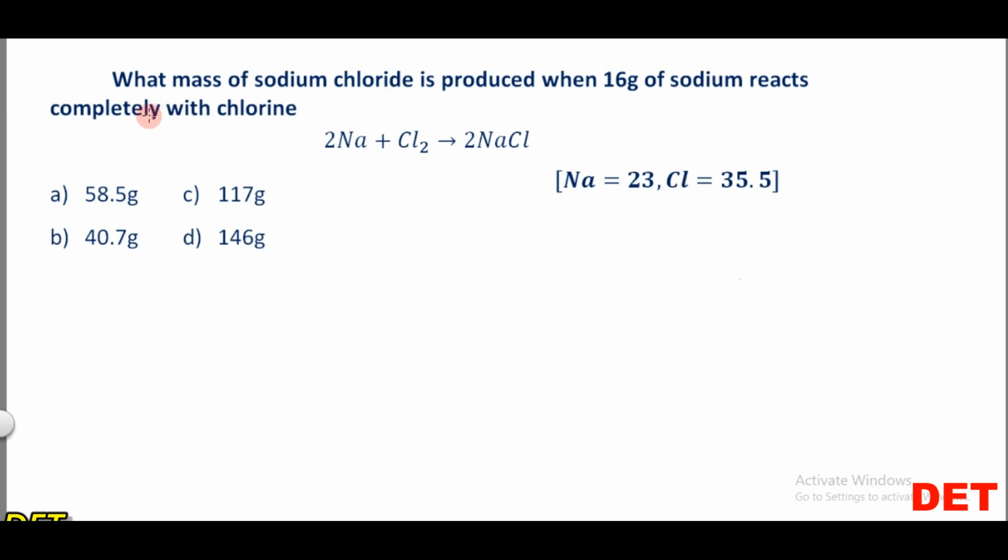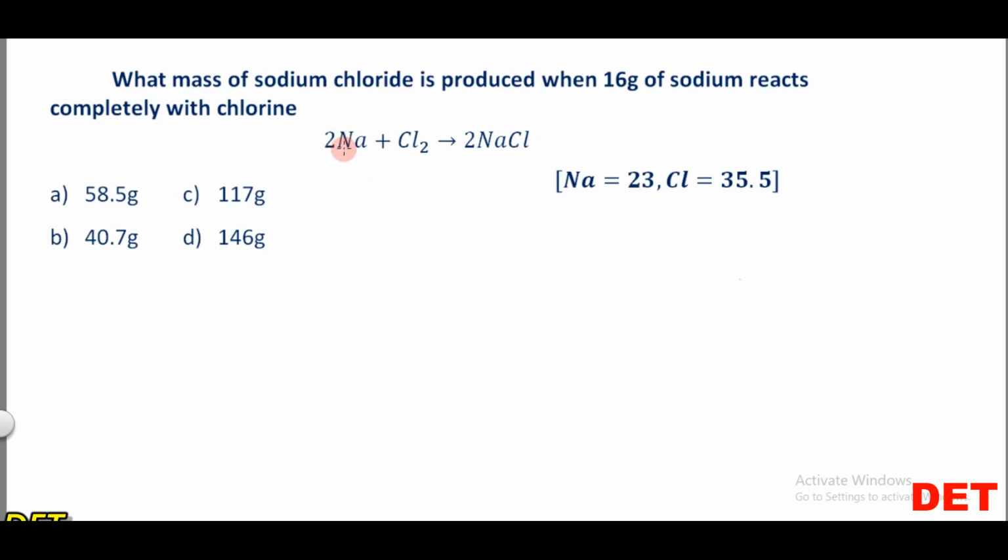Alright, so here we're going to look at this question. What mass of sodium chloride is produced when 16 grams of sodium reacts completely with chlorine? So we have sodium reacting with chlorine to give 2 molecules of sodium chloride. This is a balanced equation.